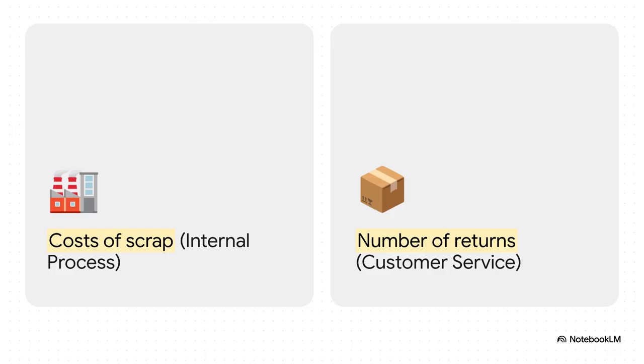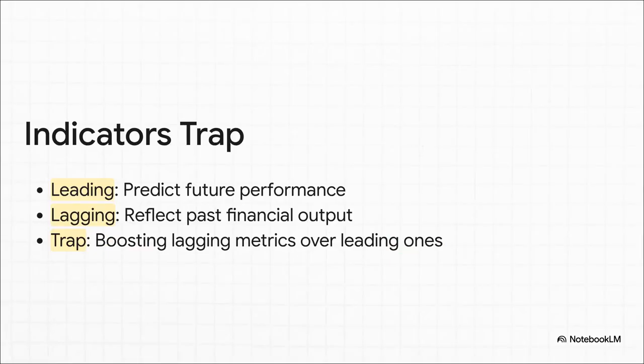However, the number of returns absolutely belongs to the customer service perspective. A return means the defective product actually made it into the hands of the buyer and it's damaging your reputation. Examiners are going to try to trick you by putting returns in the internal process bucket. Don't fall for it. And here is the second major trap, mixing up leading and lagging indicators.